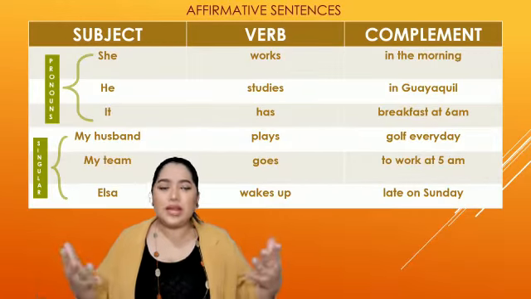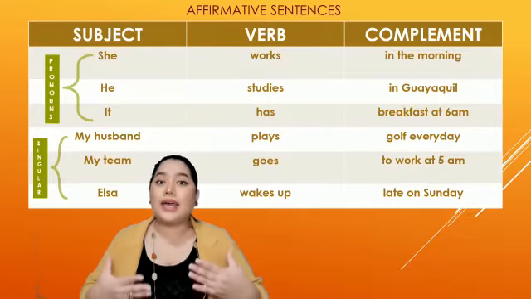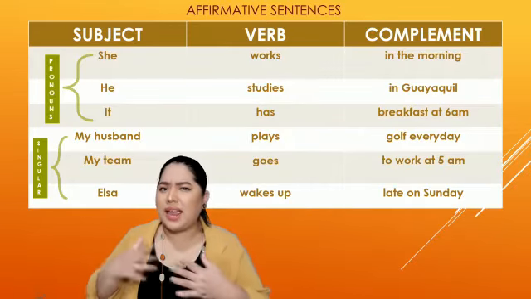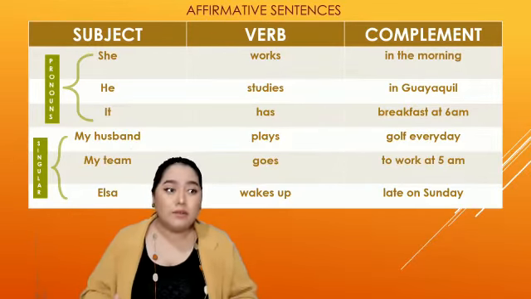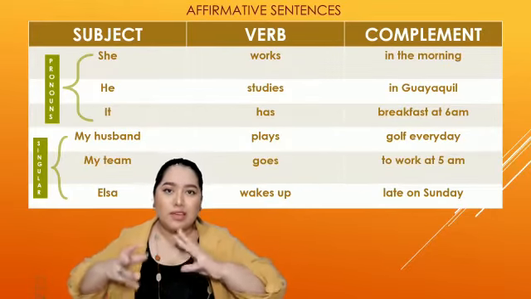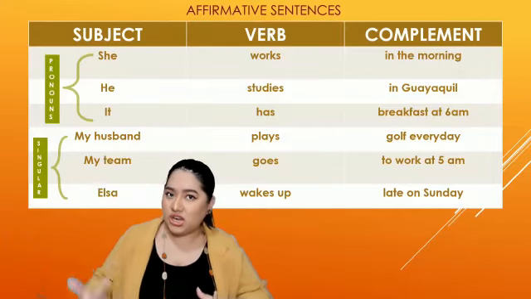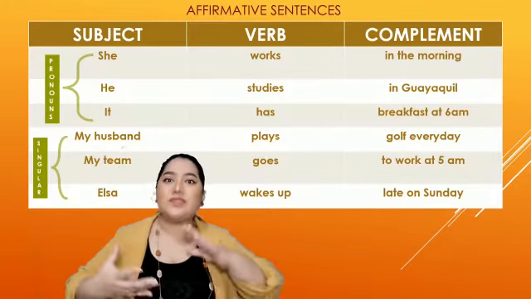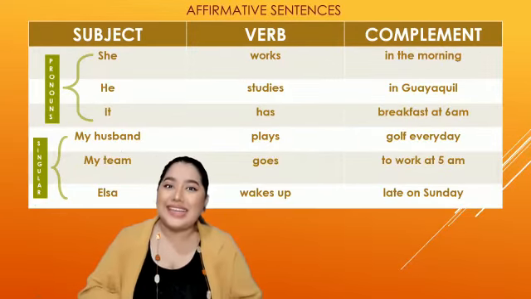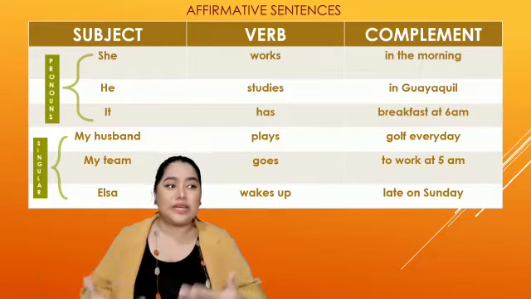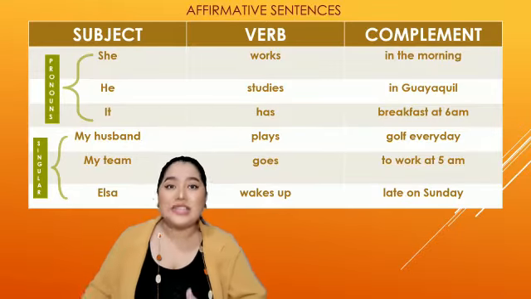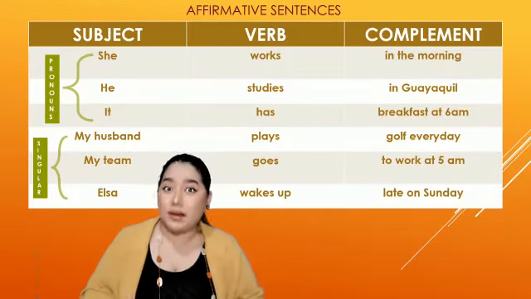Or the next example, what happened here? We say it has breakfast at 6 a.m. Maybe I'm talking about an animal, my pet maybe. So it has breakfast at 6 a.m. Have, it's an irregular verb. So when we use this verb with the pronouns he, she, it, or a singular noun, this verb changes a lot. Have becomes has. So it has breakfast. My husband has breakfast. My son has breakfast. Elsa has breakfast.